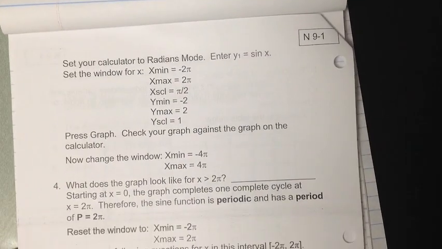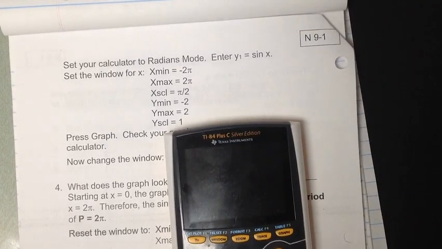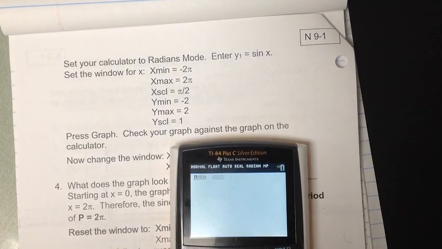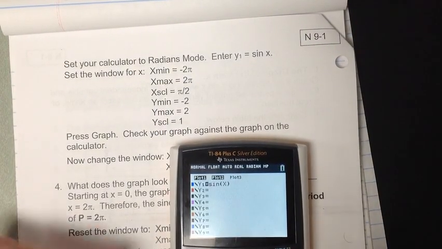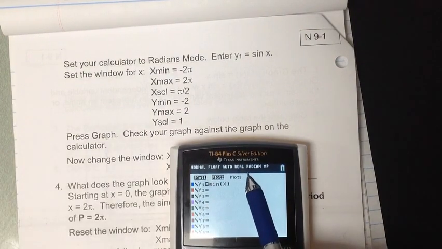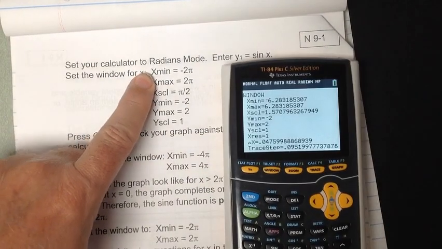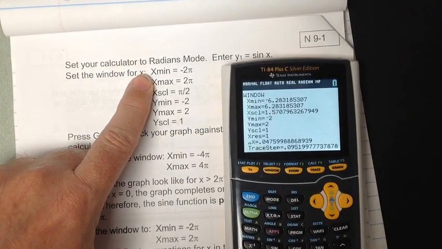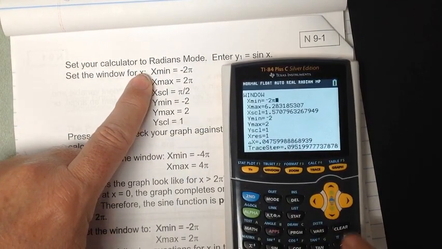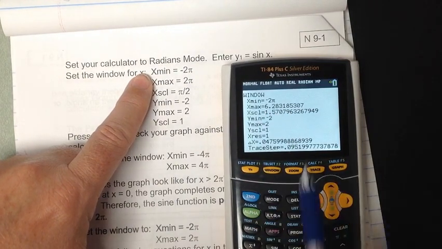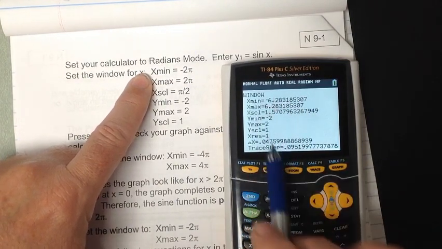So, set your calculator to radians mode. Enter y1 equals sine x. I've done that. I'm in radians. You can see at the top of the screen here I'm in radians. Then I go to the window, and I'm going to have x min. If I put in negative 2 times pi, negative 2 pi, press enter, it's going to change that to a decimal. So I've already actually set the window.